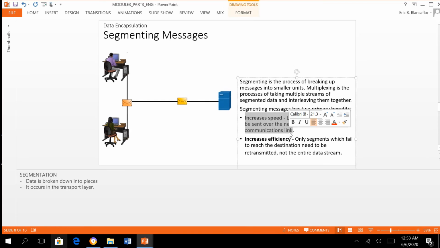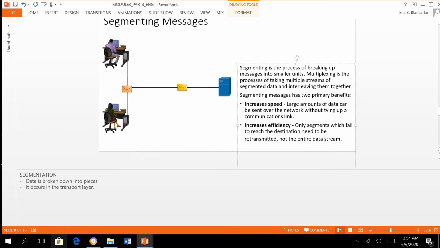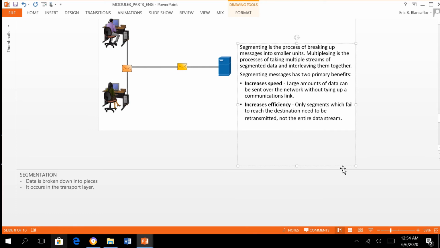Okay? It somehow helps to transmit the data faster. Also, it increases efficiency. What we mean by efficiency with segmentation is, as we observe, we can run multiple applications at the same time. We owe it to segmentation and multiplexing.